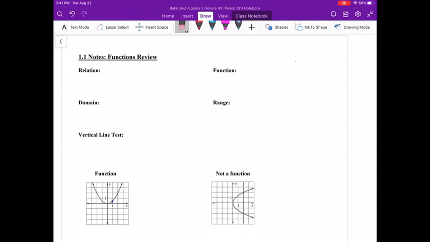Hi everyone, today's notes will be section 1.1 and we're going to go over some key features of functions. So the first vocabulary word we have here is a relation. A relation is basically any ordered pair or any graph that you may have. In a relation, your x values can have more than one y value.